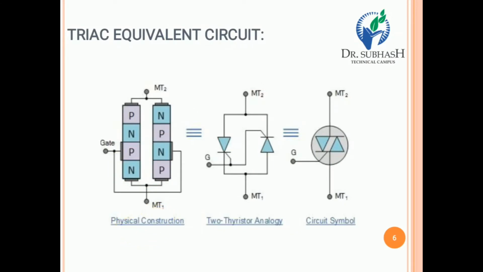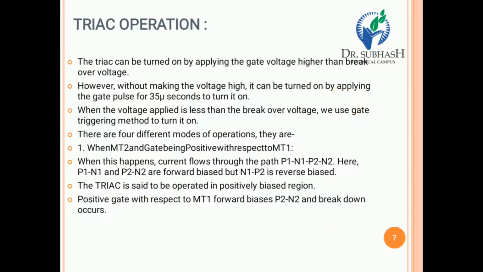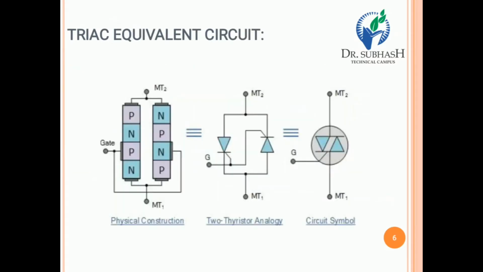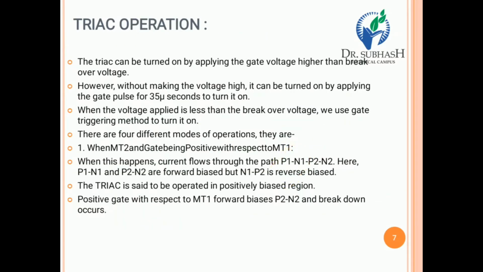Now we find the equivalent of two thyristor analogies. So we use one thyristor and a second thyristor, and in both cases we use the MT1 and MT2 terminals. That is the equivalent, and the symbol of the triac is, that is our MT1 terminal, MT2 terminal, and that is our gate terminal, right?